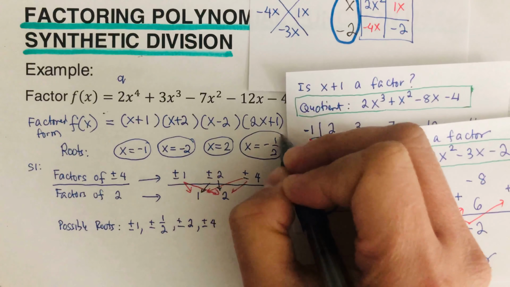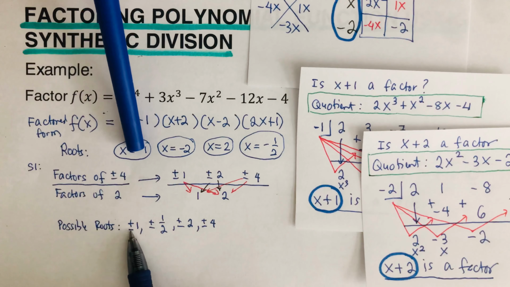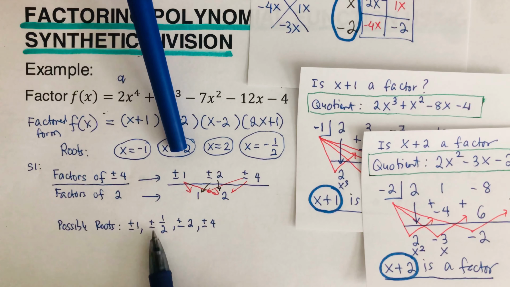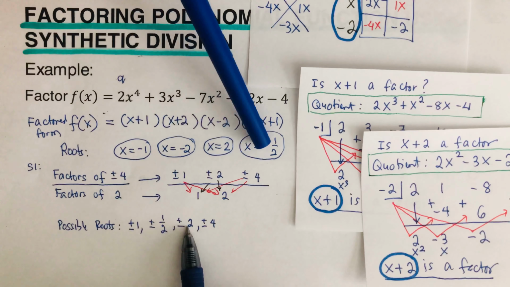Now, if you check all of these roots, they are actually part of the possible roots here. So starting with a -1, so we have a -1, -2, we have a -2 right here. And then a +2 is part of that. And then we have a -1/2 is also part of these.